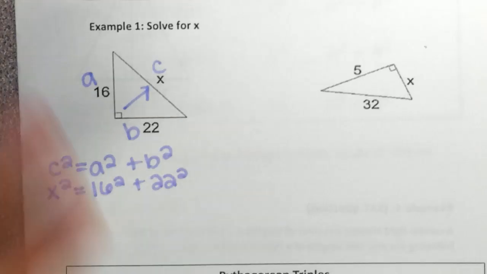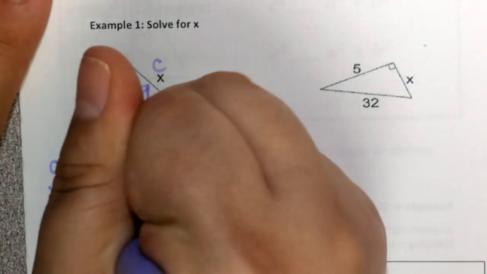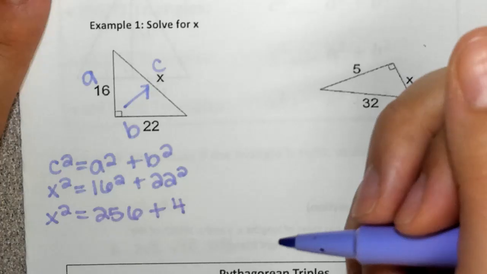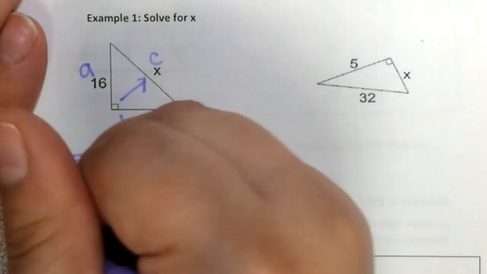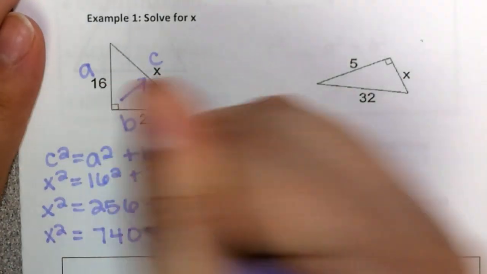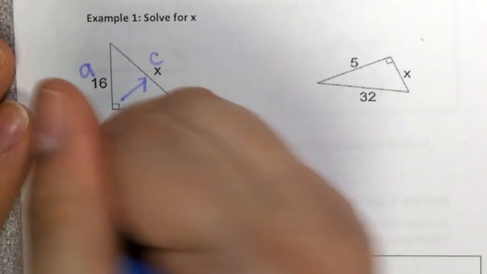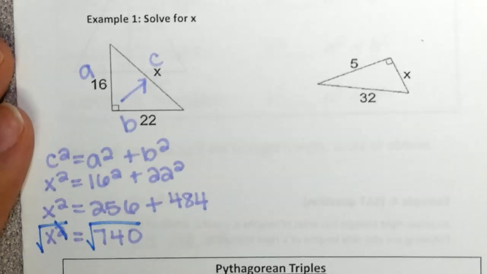What is 16 squared? 16 times 16. 256. What is 22 squared? 484. Okay. And when I add those together, what do I get? 740. All right. And then, how do I get x by itself? Square root it. Not divide it, square root it. It's like 27.2. Okay. It might be like 27.2, but you cannot give me a decimal.